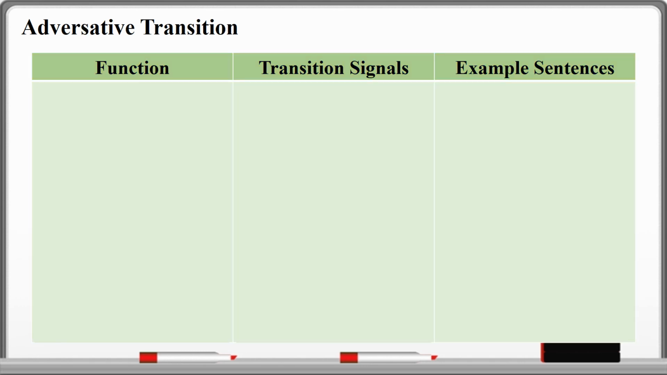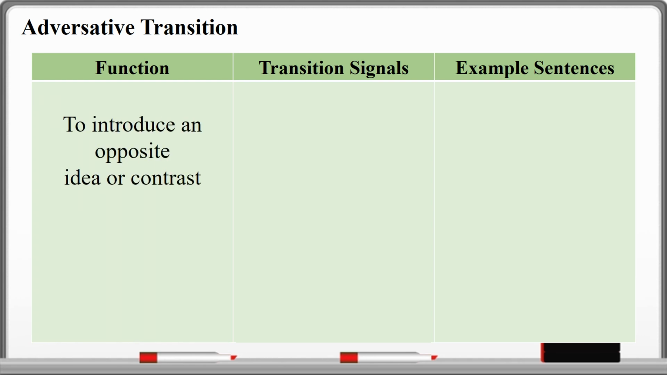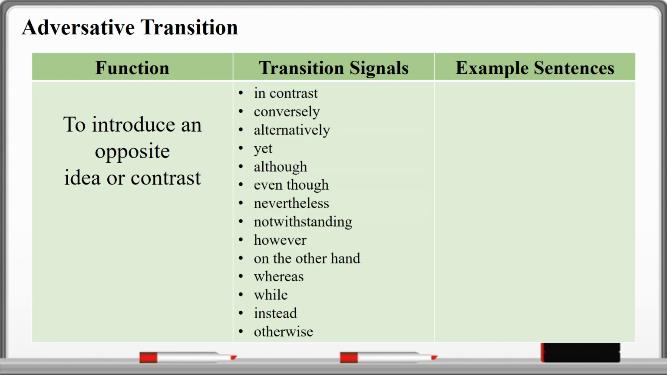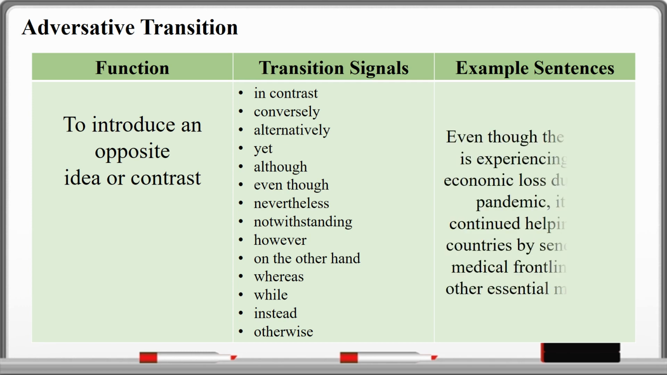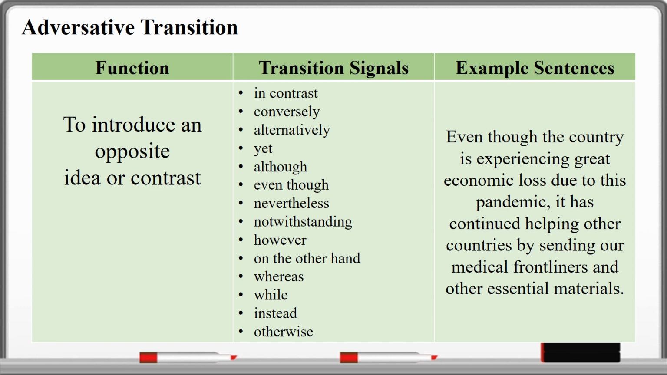For the adversative transition, here is the first function: to introduce an opposite idea or contrast. Transition signals. Example sentence: even though the country is experiencing great economic loss due to this pandemic, it has continued helping other countries by sending our medical frontliners and other essential materials. The idea that the country is experiencing economic loss is contrasted by the idea that the country is still helping others with the help of the transition signal, even though.